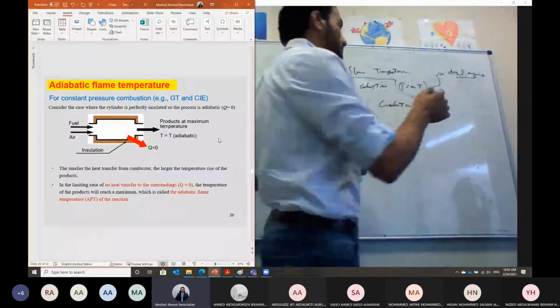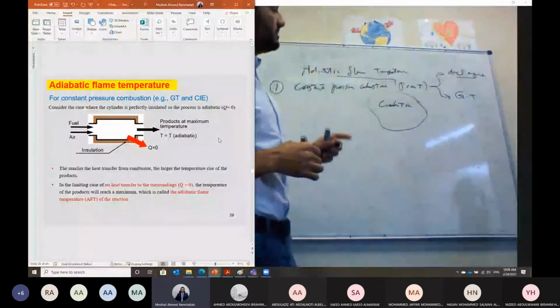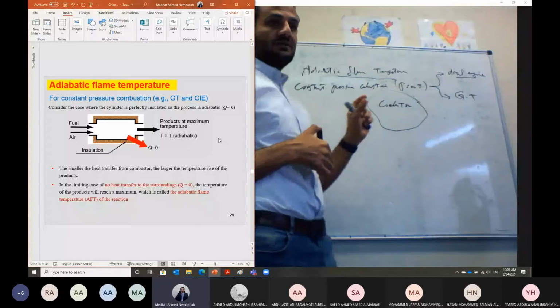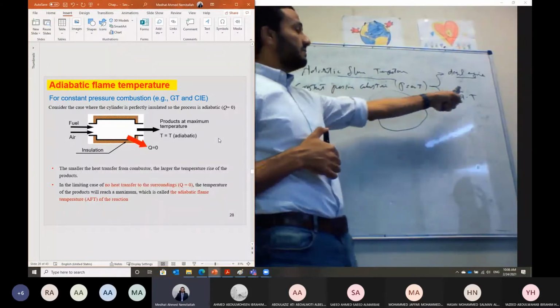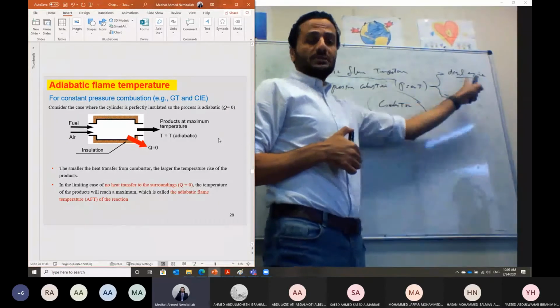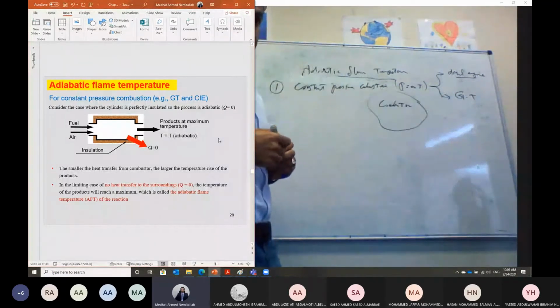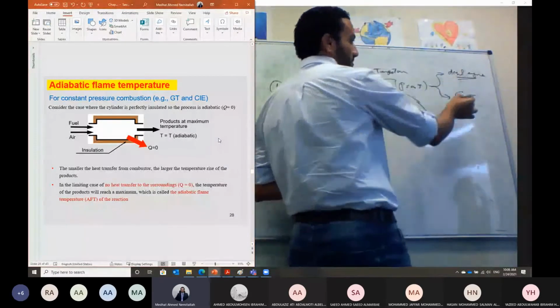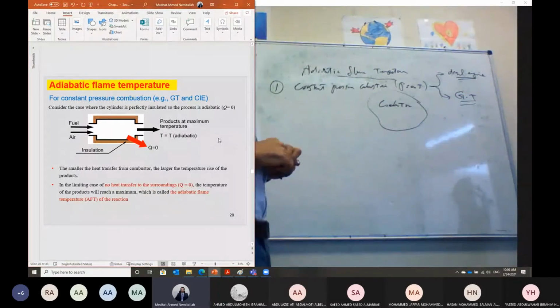Also, another application is the gas turbine. Usually the gas turbine combustor is designed to have a fixed, small pressure drop, and we can consider the combustion in the gas turbine combustor as a constant pressure process. So as examples of constant pressure combustion, we have the diesel engine, and also the combustion in the combustor of a gas turbine.